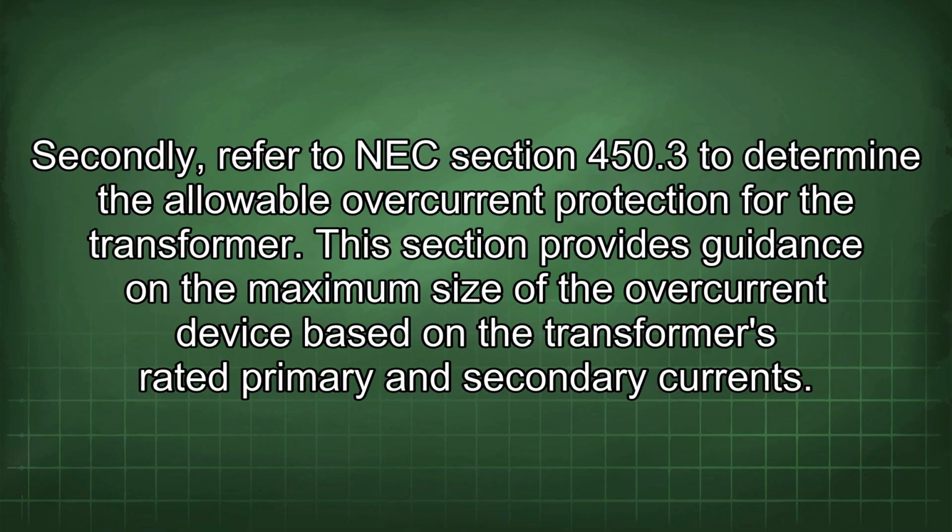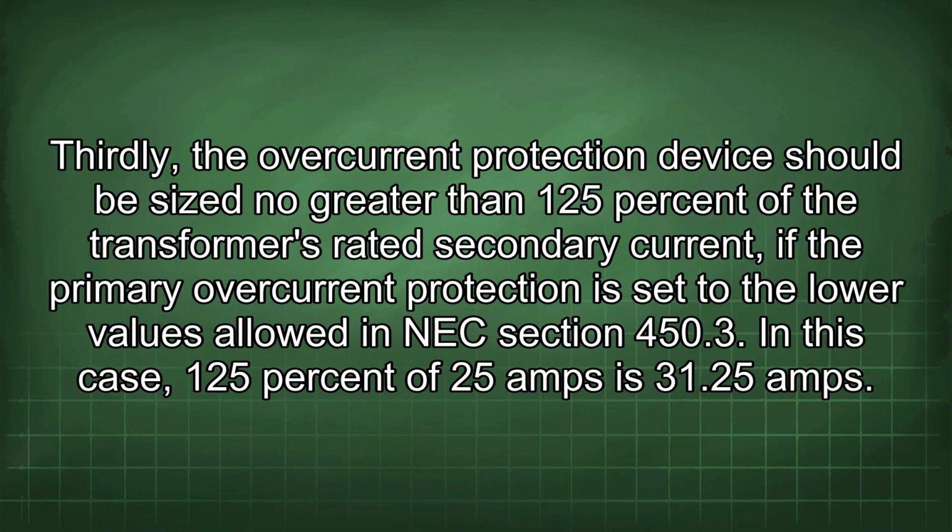Secondly, refer to NEC section 450.3 to determine the allowable overcurrent protection for the transformer. This section provides guidance on the maximum size of the overcurrent device based on the transformer's rated primary and secondary currents. Thirdly, the overcurrent protection device should be sized no greater than 125% of the transformer's rated secondary current if the primary overcurrent protection is set to the lower values allowed in NEC section 450.3.